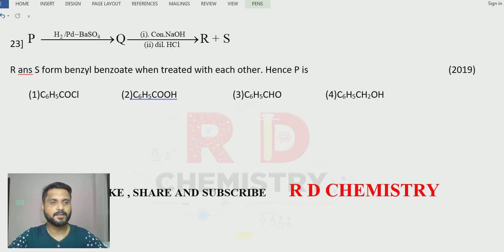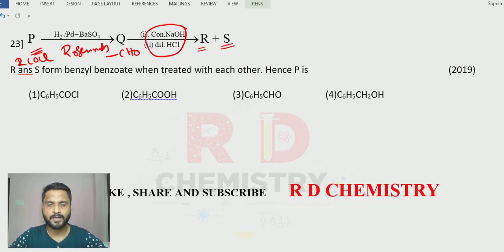Question number 23. Compound P is treated with hydrogen, palladium, barium sulfate. Recall the reaction in the aldehyde ketone chapter. This should be Rosenmund reduction, correct? The Rosenmund reaction prepares aldehydes starting from acid chlorides. Then treated with concentrated sodium hydroxide and HCl, either aldol reaction or Cannizzaro reaction. There are two types of products we are going to get. Most probably it's the Cannizzaro reaction, but there are two products mentioned. So the answer would be starting with benzoyl chloride. So the answer is option number 1.